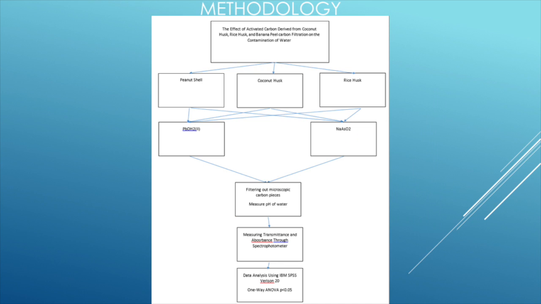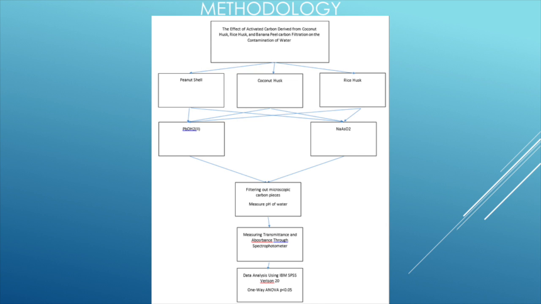There are two groups of variables. The first group of variables are the different types of activated carbon biosorbents, which are peanut shells, coconut husks, and rice husks. The next group of variables are the different compounds that will be inside the distilled water. They are sodium arsenite and lead hydroxide. There will be 3 separate tanks for each pollutant, one for each type of biosorbent. The tanks will be filled with 500 milliliters of water, added with the respective pollutant.